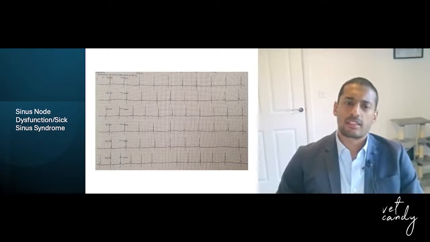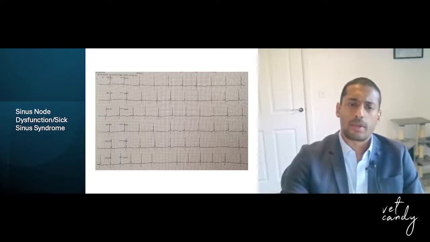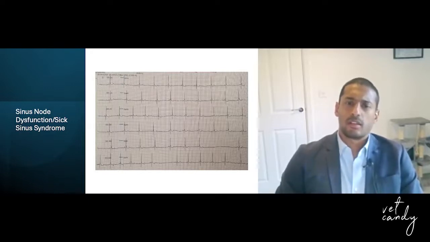The ECG findings can be very varied, from sinus bradycardia, pauses, varying degrees of atrioventricular block, and some tachycardias. This is an ECG from an old West Highland White Terrier with sick sinus syndrome. It shows sinus bradycardia with a heart rate of about 70 beats per minute. There are also occasional pauses of a couple of seconds.